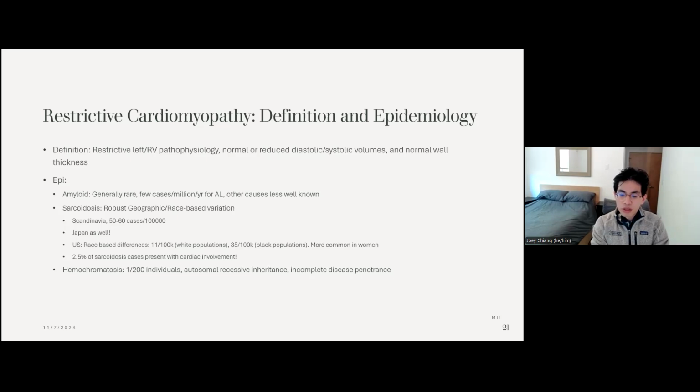Hemochromatosis is the third cause. It's actually pretty common as well. AR inheritance, incomplete disease penetrance as well. Oh, thank you, Ananya.